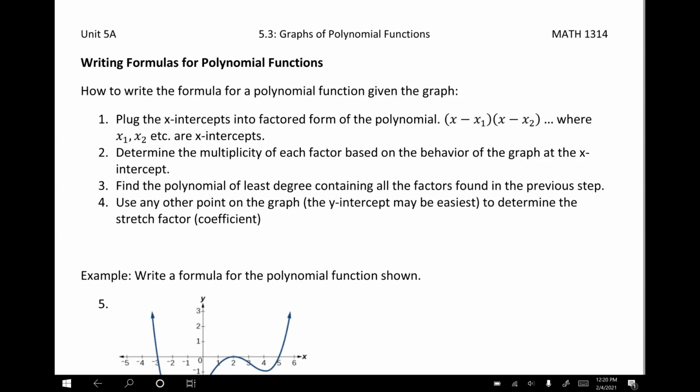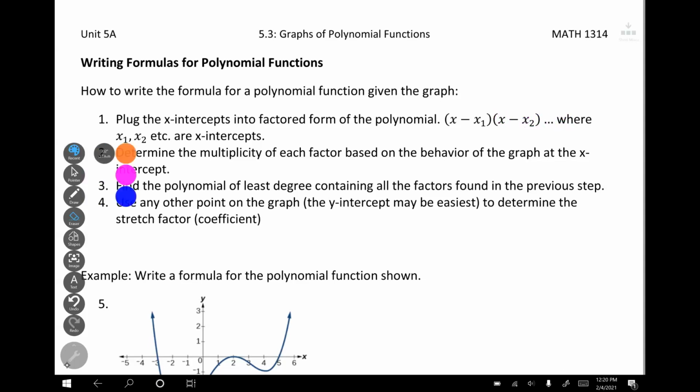First, you want to plug in the x-intercepts into factored form of the polynomial. x minus x1, x minus x2, where x1 and x2, etc. are the x-intercepts. So let's say I see that I have an x-intercept at 0, I would want to do x minus 0, which is just x. If I see I have an x-intercept at negative 2, that would be x minus negative 2, which would give me a factor of x plus 2. So you're just going to plug those into factored form.